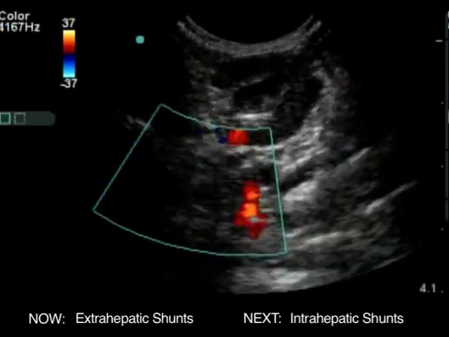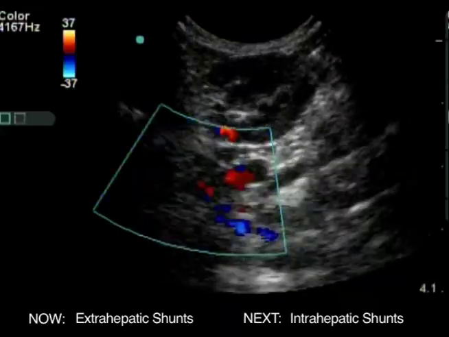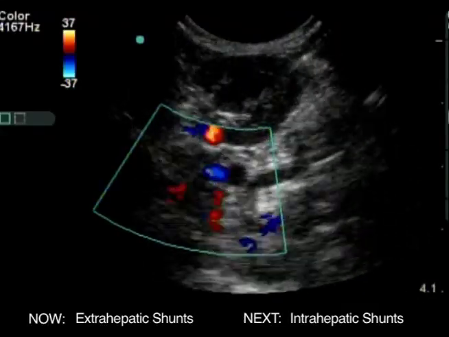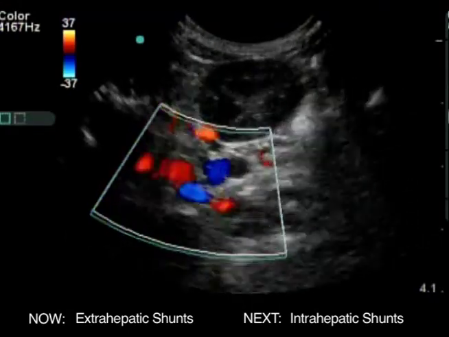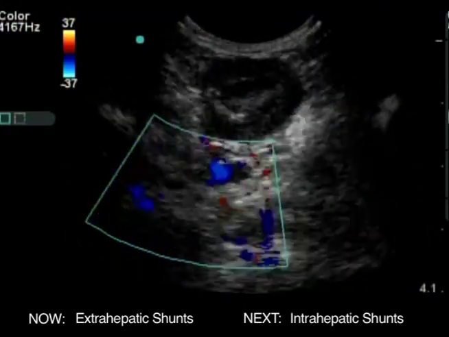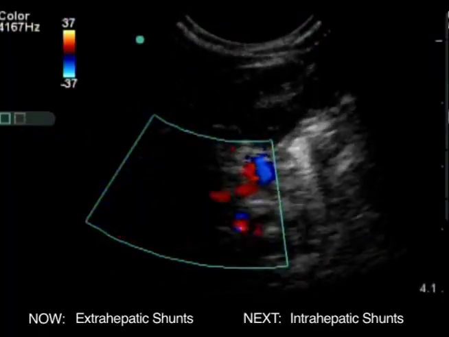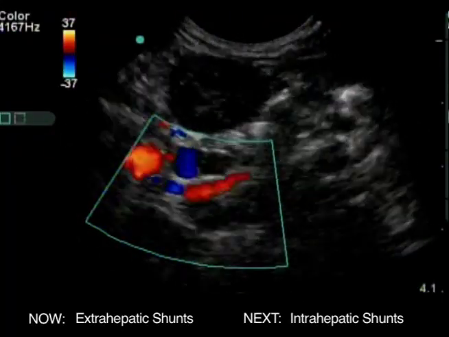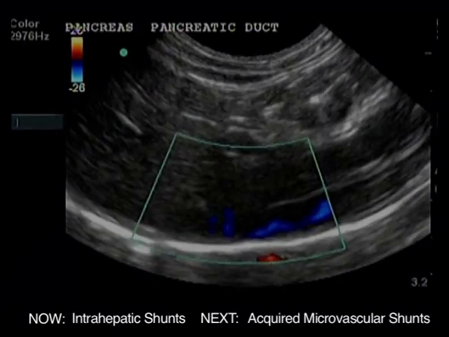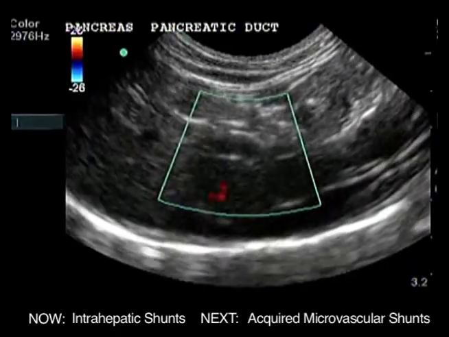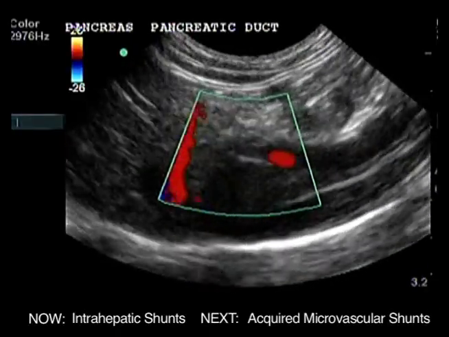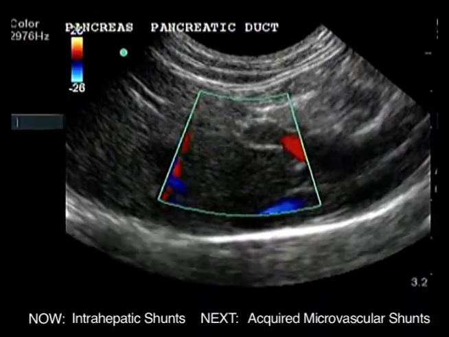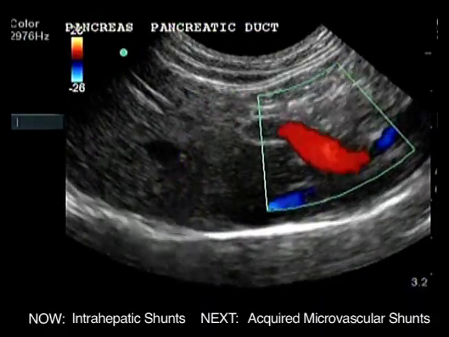In this right lateral transverse transducer position of the same dog, the shunt appears in red to the right side of the aorta and then moves ventrally to join the caudal vena cava. Remember, in a ventral sagittal view of the normal liver with color flow Doppler, the portal vein and caudal vena cava do not connect.